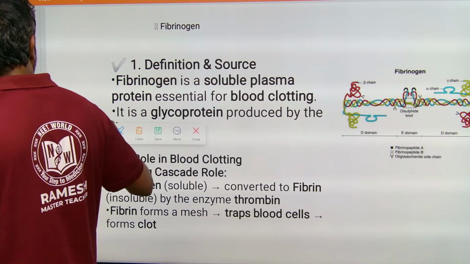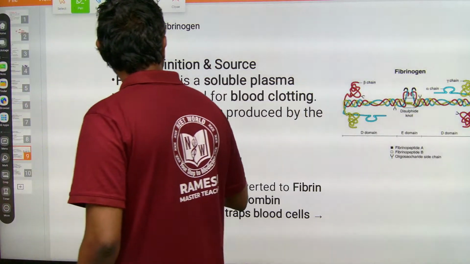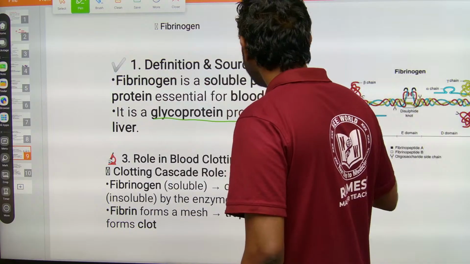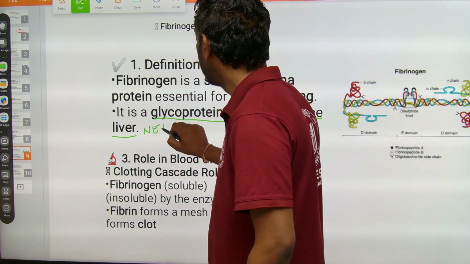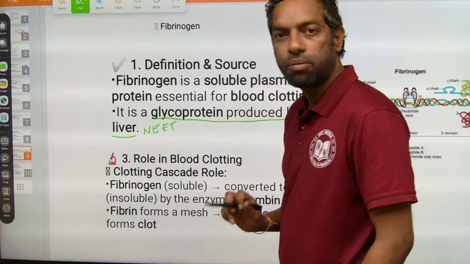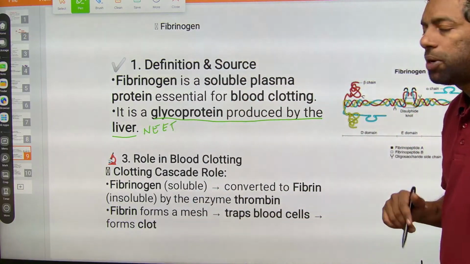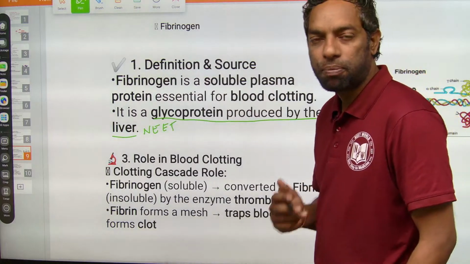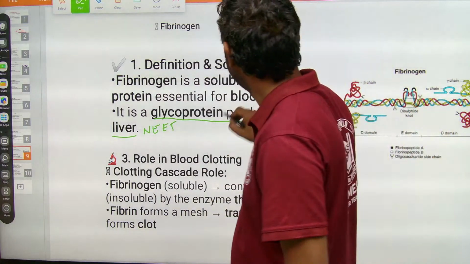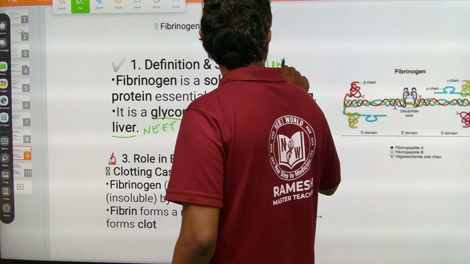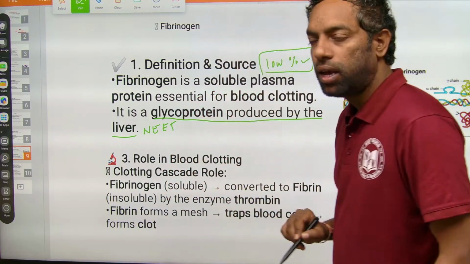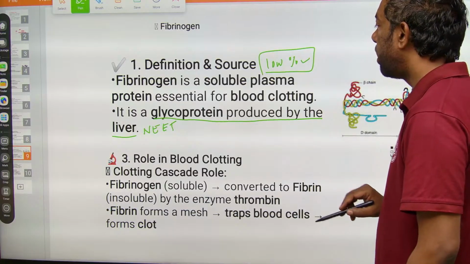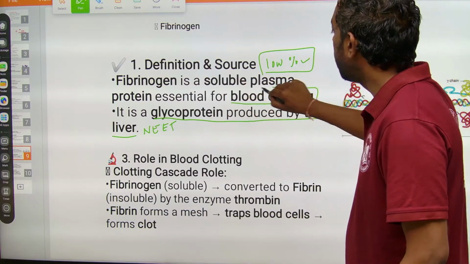Okay. This is a glycoprotein produced by the liver. This is the NEET point, guys. This is a NEET point, most important. Fibrinogen is another kind of plasma protein, which is present in a low percentage in the plasma. And it is involved in blood clotting.